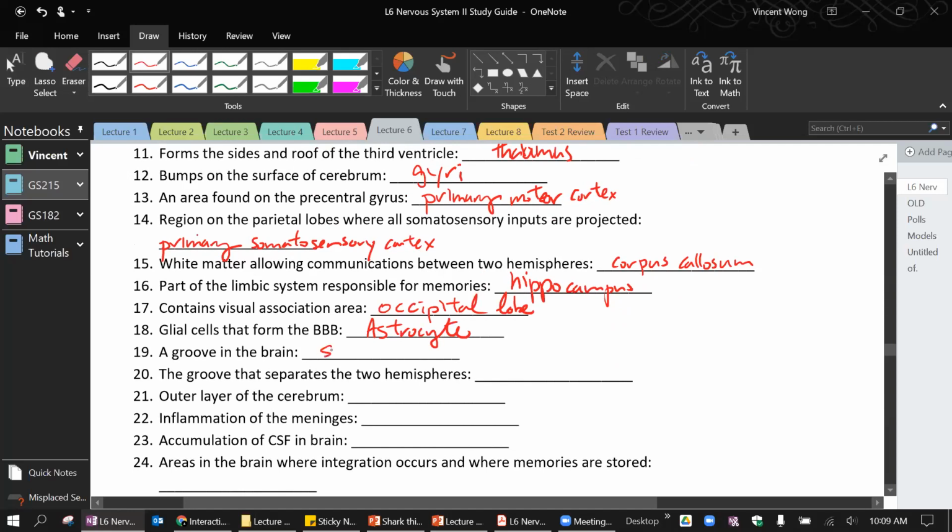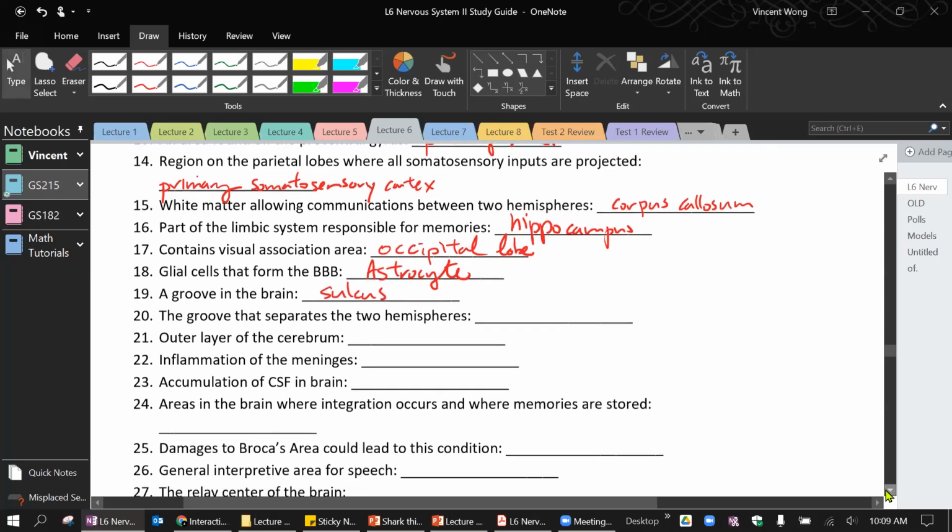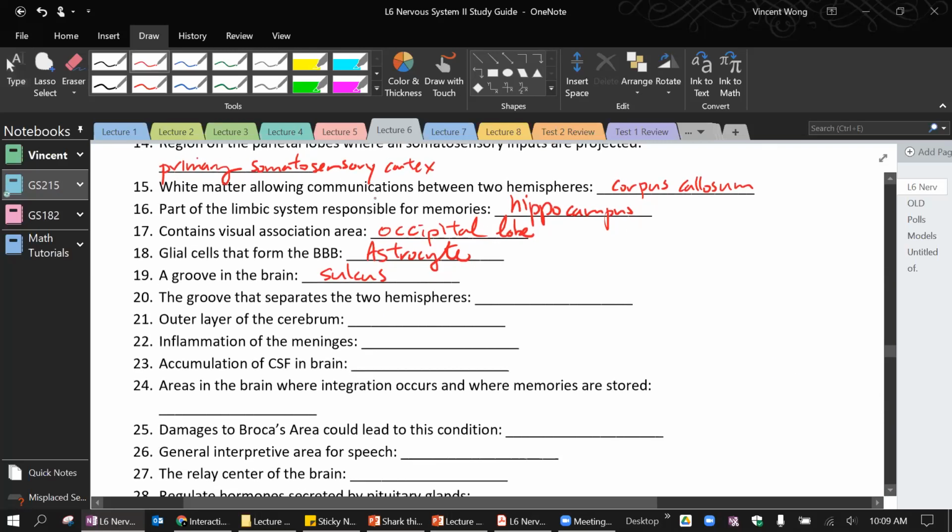A groove in the brain is the sulcus. Separating the two hemispheres, it is the longitudinal fissure. Outer layer of the cerebrum, it's gray matter, and we call that the cerebral cortex.